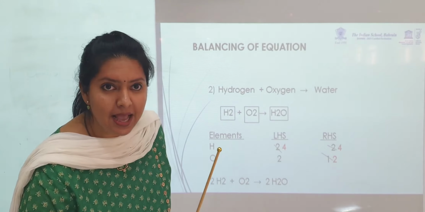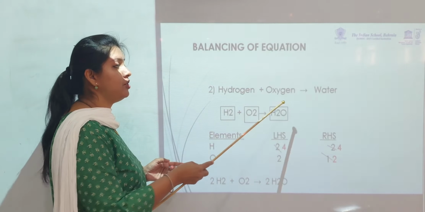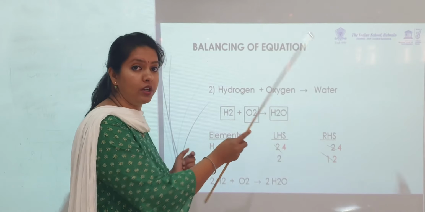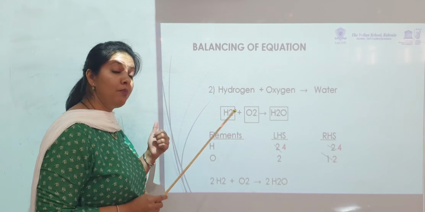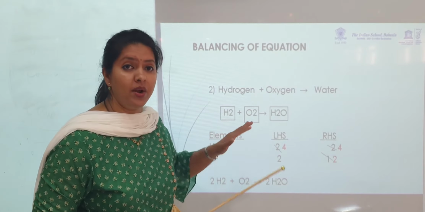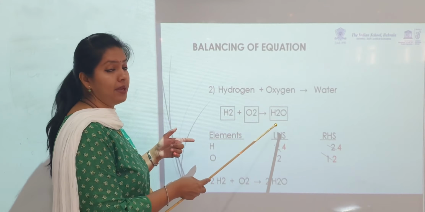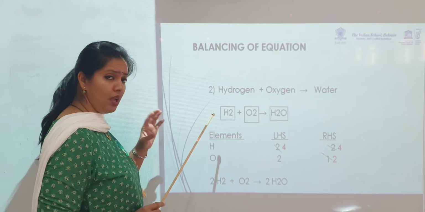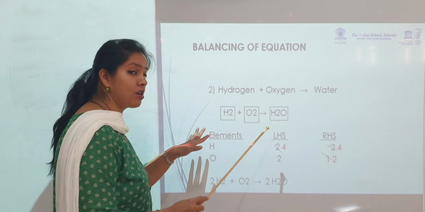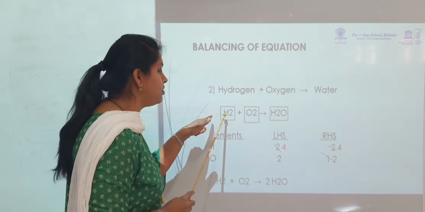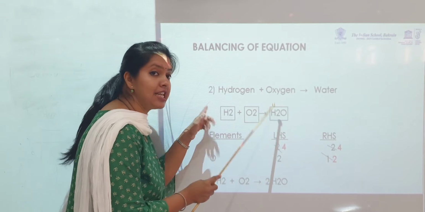Take one more example, a simpler one. Hydrogen plus oxygen gives you water. Hydrogen H2, my first step, translate the word equation into a chemical equation. H2 plus O2 giving me H2O. What's the next step? I'm going to draw boxes. What does that imply? I'm not going to change anything inside the box.